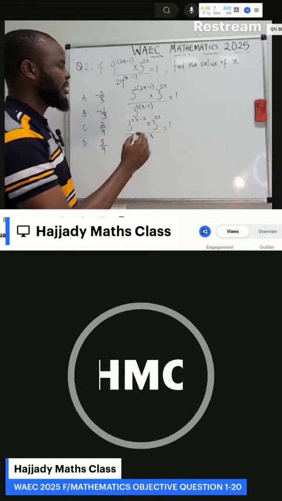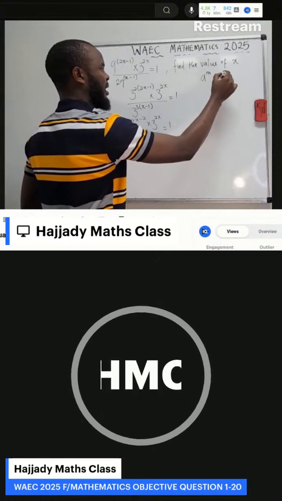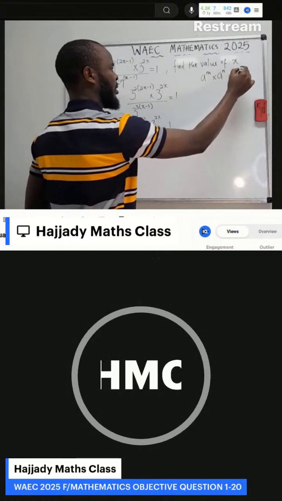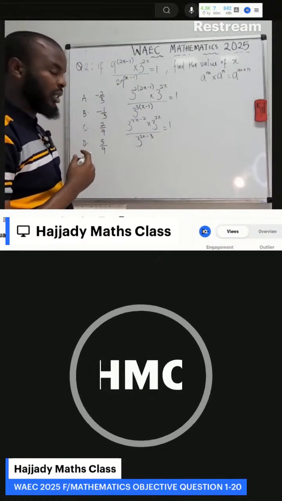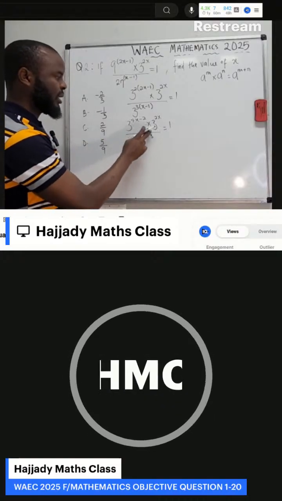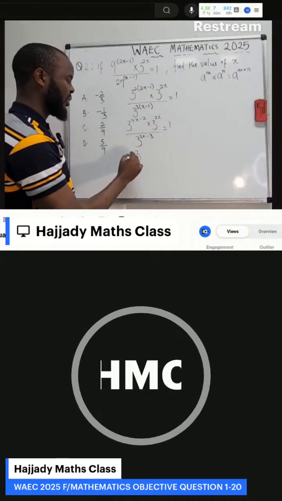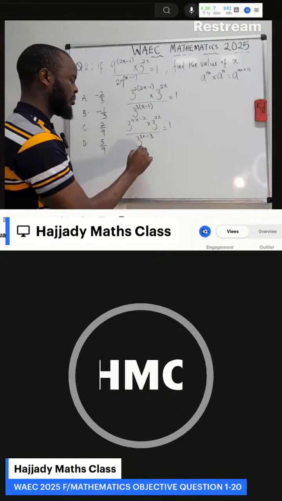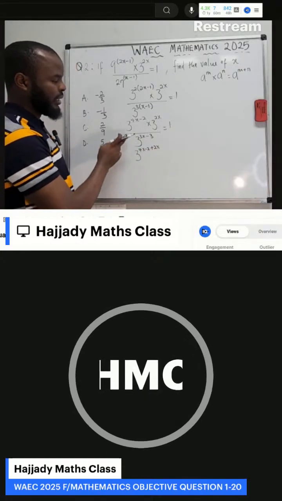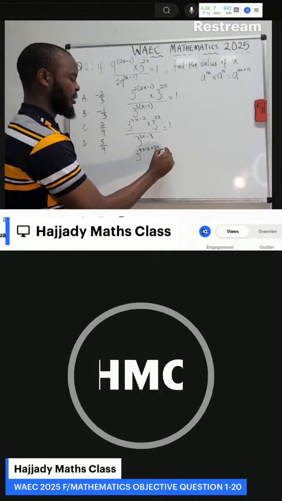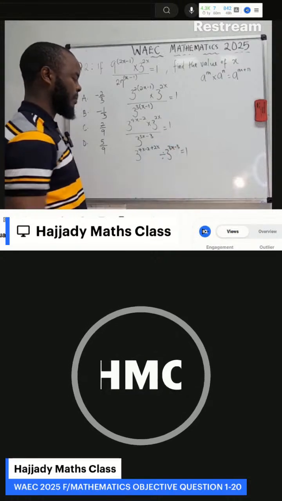Now, here, there's a rule of indices that says that when we have a to the power of m multiplying a to the power of n, this is going to be a to the power of m plus n. So you're going to add the powers together. Doing the same thing here, we have the same base, so you can add up the powers. So the power is going to be 4x minus 2 plus 2x. The division can be written as 3 to the power of 3x minus 3 equals 1.